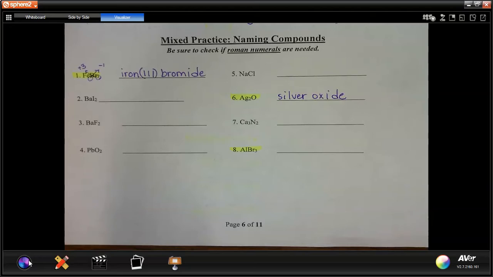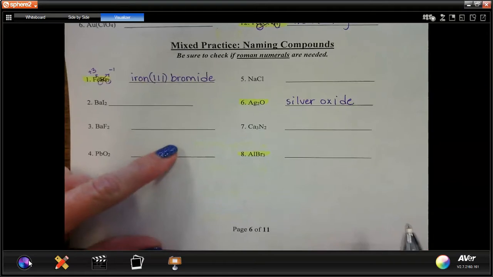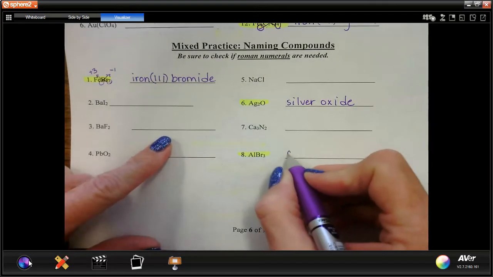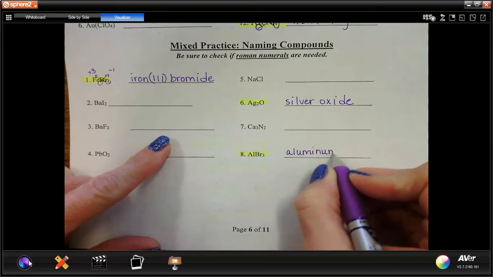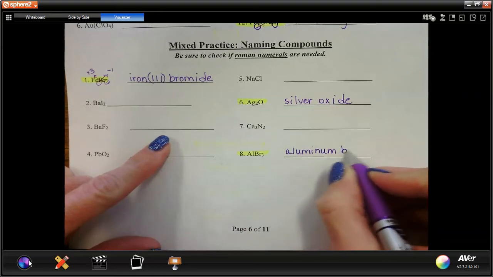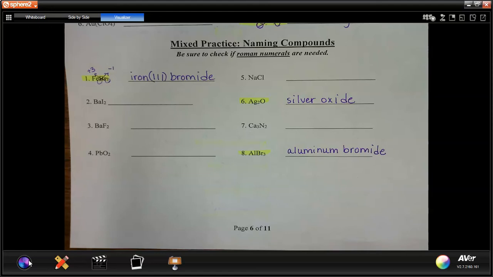Okay, and that last one, let's check aluminum. Here's aluminum. It's not a transition metal, so there won't be a Roman numeral in this name. This is just going to be plain old aluminum. Don't forget to change the ending, bromide. Okay, good luck.